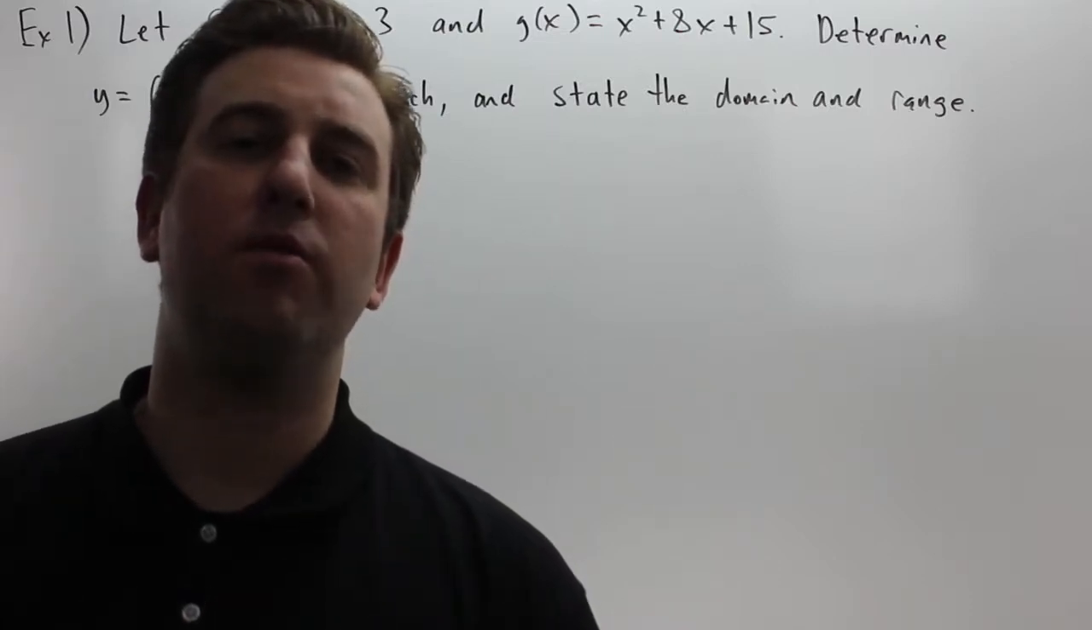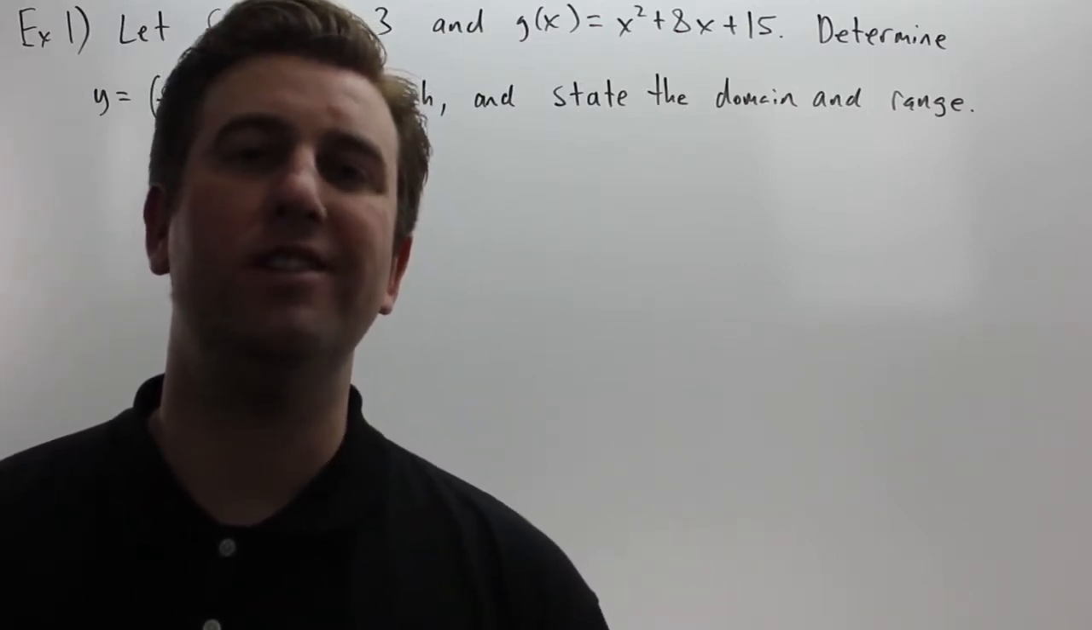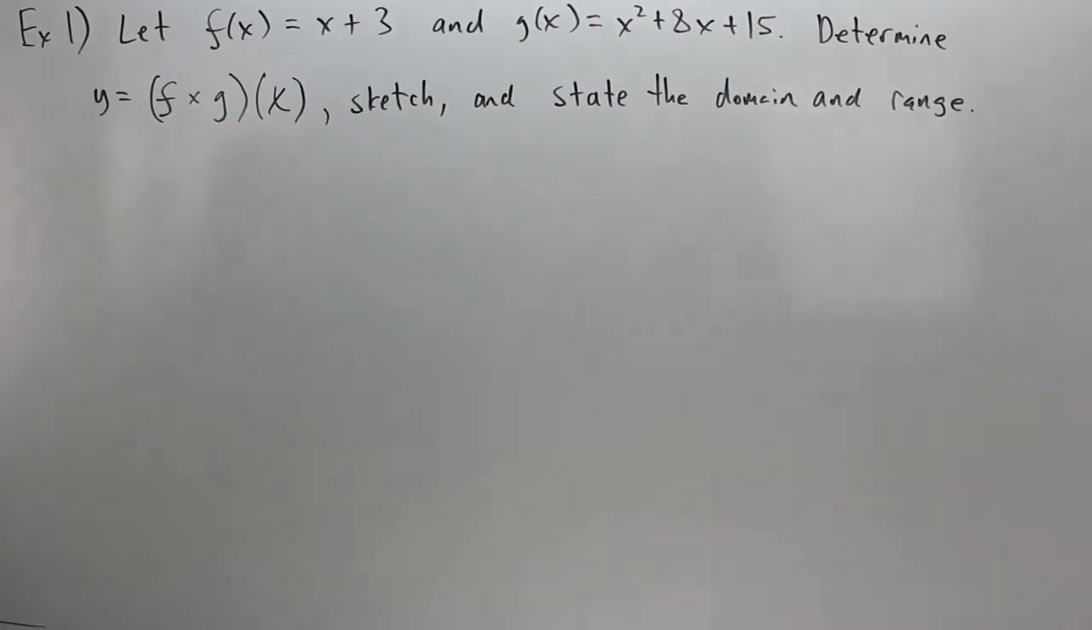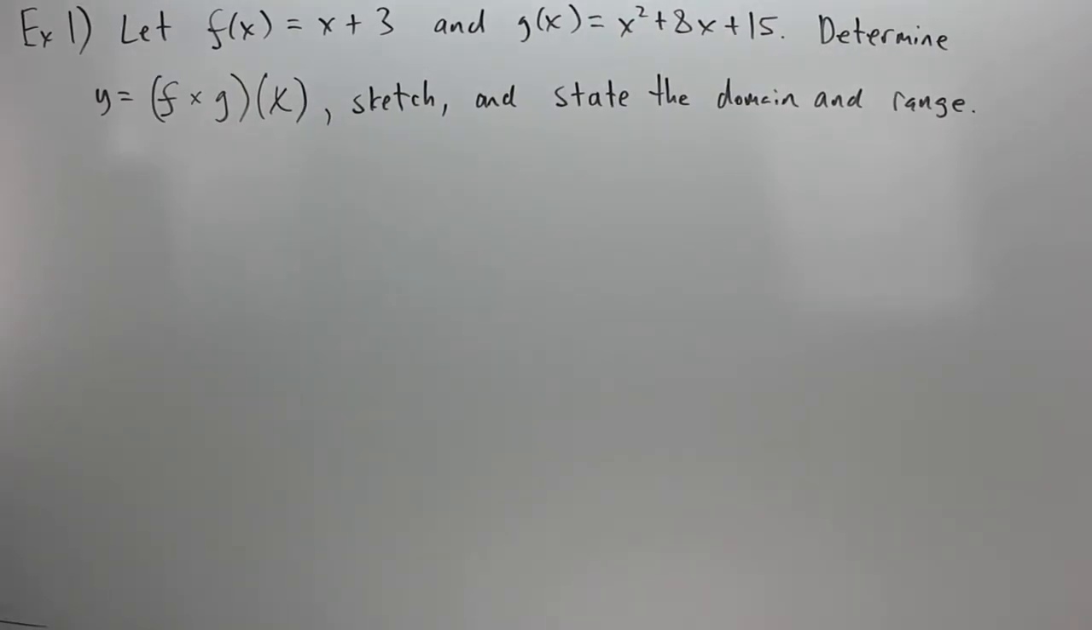Alright, so in this question here, we're being asked to find the product of two functions. Let's give it a look. We're told f of x is x plus 3 and g of x is x squared plus 8x plus 15. And they want us to determine f times g of x.